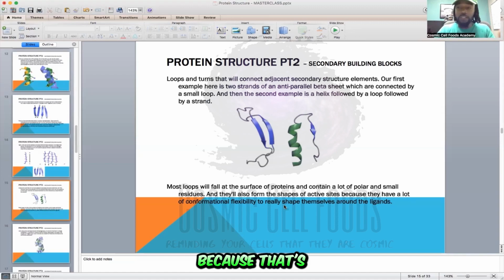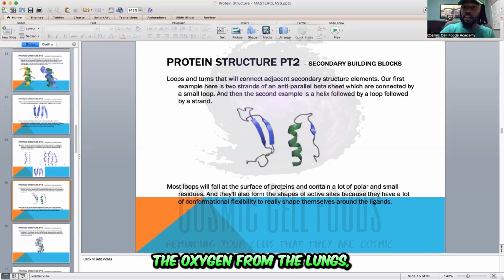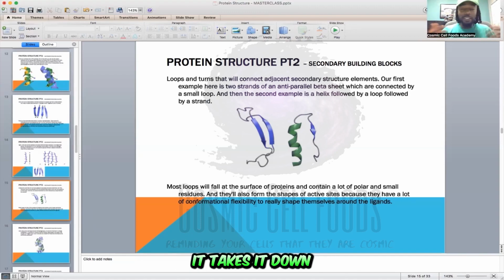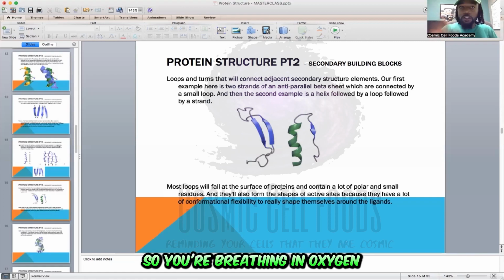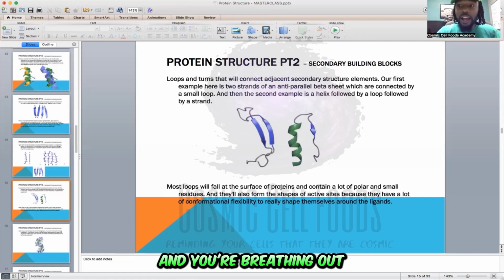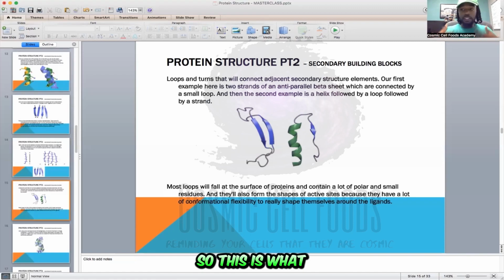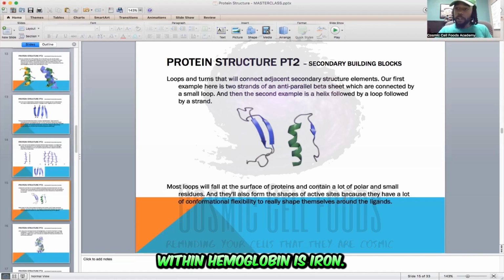I'm gonna keep saying hemoglobin because that's one of the examples that I gave in this masterclass at the end that we'll see. But hemoglobin basically sends the oxygen to whatever parts of the body that we need. It goes and grabs the oxygen from the lungs, takes it down into the blood, takes it down into the cells, as well as hemoglobin also takes acidity, dissolved carbon dioxide, which is deterioration. Basically, it takes that carbon dioxide from the tissues, from the cells, from the blood, back to the lungs so you can breathe it out. So you're breathing in oxygen and you're breathing out carbon dioxide. All right. So this is what keeps the body healthy. And the active sites within hemoglobin is iron.